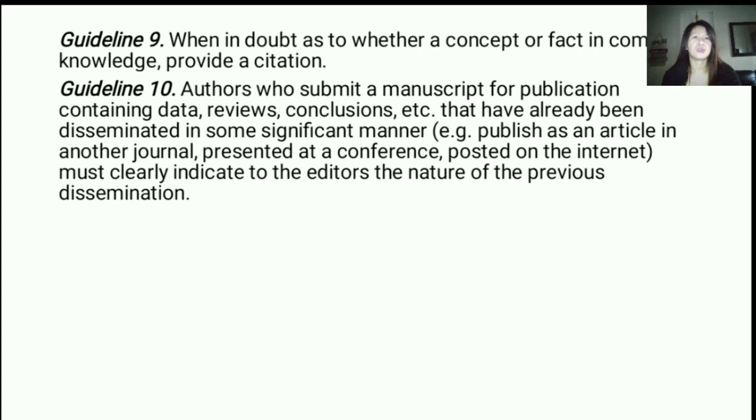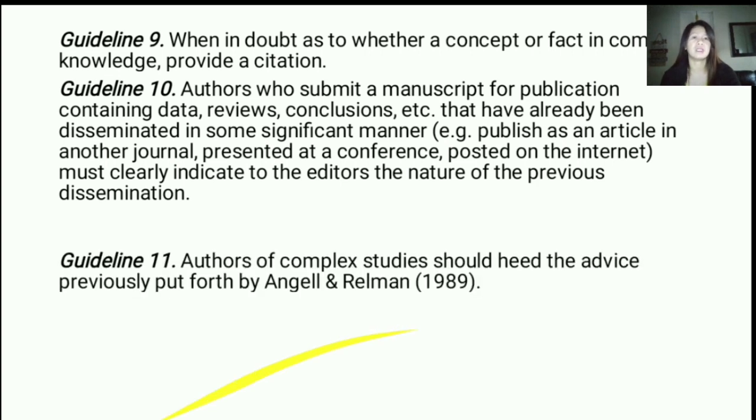10, authors who submit a manuscript for publication containing data, reviews, conclusions, and others that have already been disseminated in some significant manner, such as publication as an article in another journal, presented at a conference, or posted in the internet, must clearly indicate to the editors the nature of the previous dissemination.